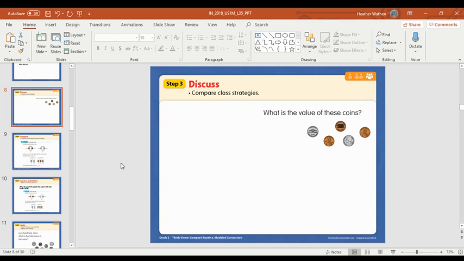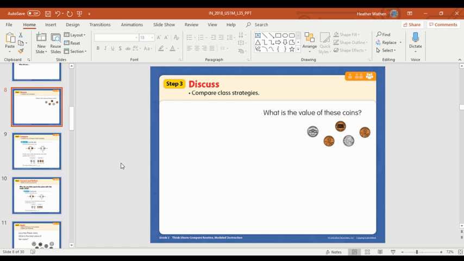Our question today in our math lesson is, what is the value of these coins? What is the value of these coins? In the coins that we have here, we do have 2 nickels and we have 3 pennies.